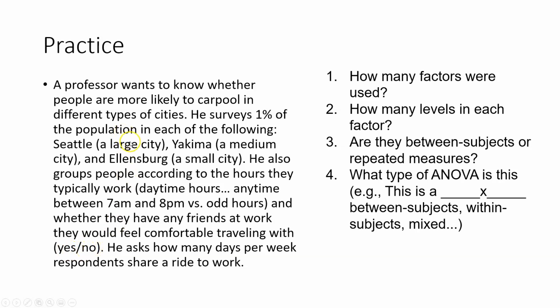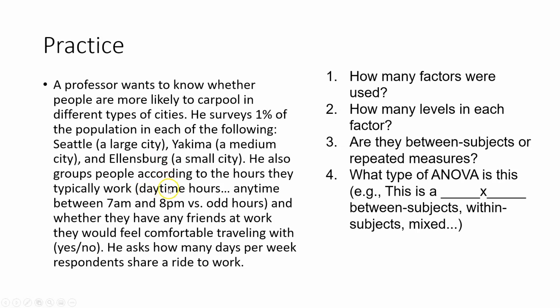So you would call this a 3x2x2. It's a 3-way ANOVA because there's 3 factors. There's 3 levels in the first, 2 levels in the second, 2 levels in the third. And now we can consider, are they between or repeated? Well, the first one is size of city. People aren't living in both Seattle and Yakima and Ellensburg. They're not being forced to move around. They live in one or the other or the other.